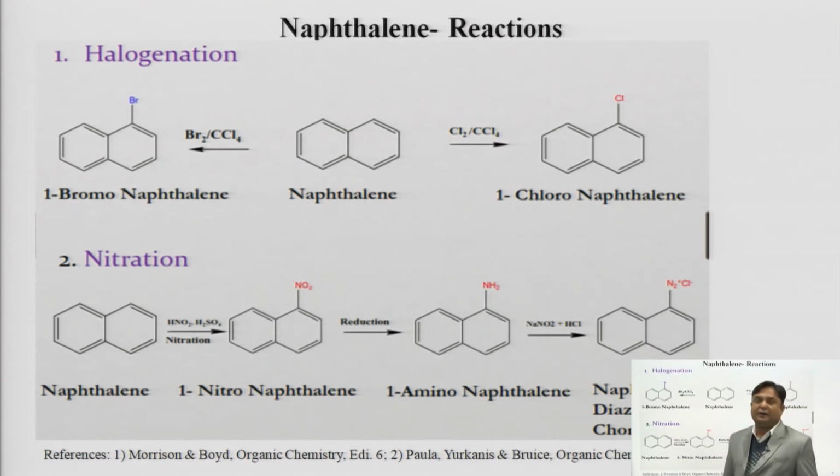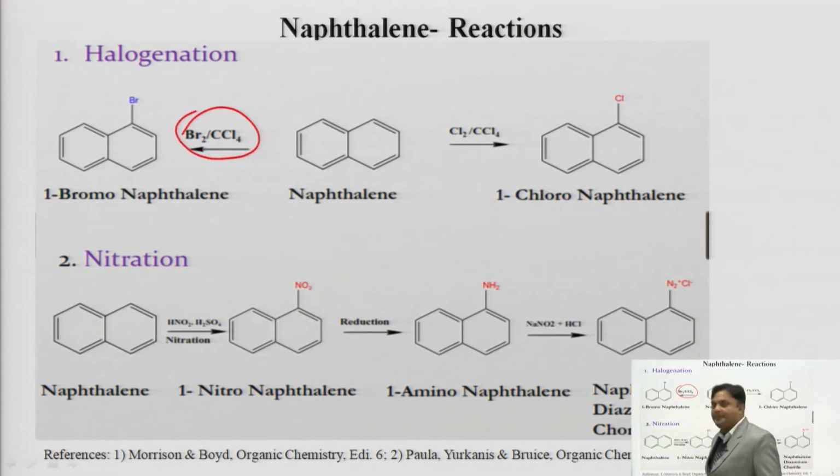So, the first reaction is halogenation. We are using bromine as a reagent. This bromine will give us the electrophile, Br plus, and that Br plus will attack this naphthalene as an electrophile. In the first step the carbocation is formed. In the next step when the proton is removed, we get our substituted 1-bromonaphthalene as a product.